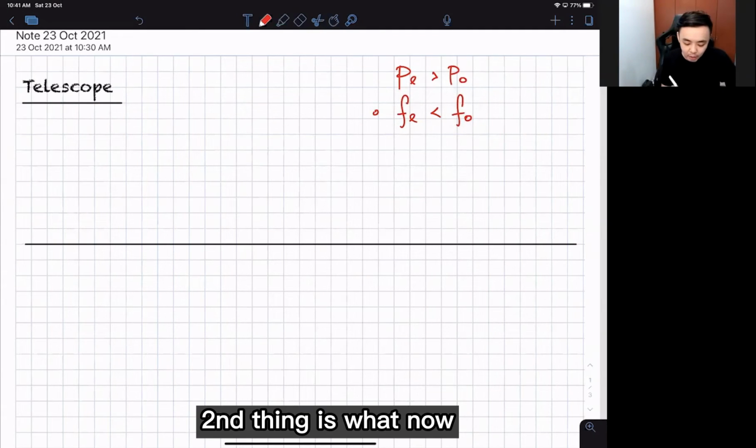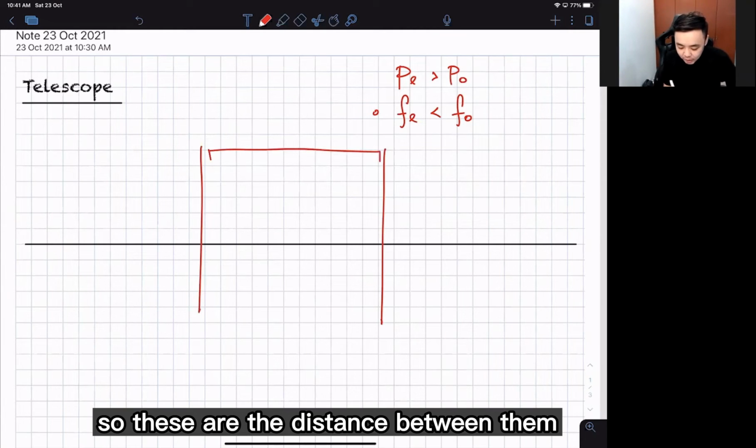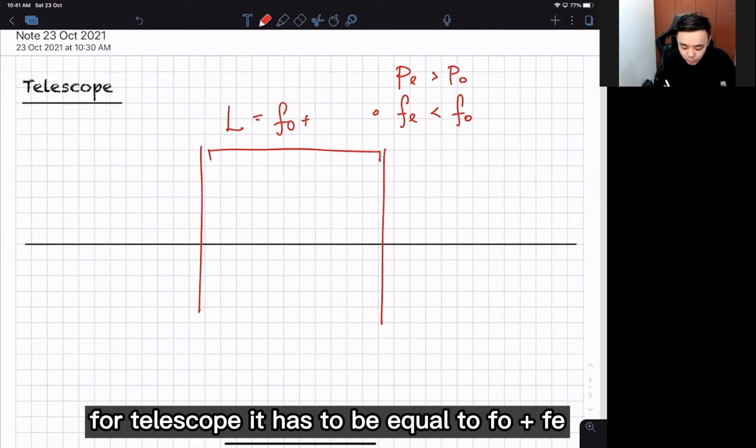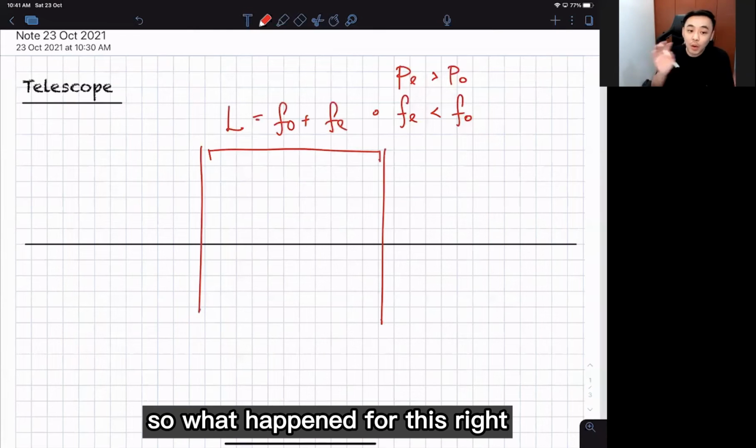The second thing is, now there are 2 lenses, so that means there will be a distance between them. We call this distance L. For a telescope, it has to be equal to FO plus FE. It has to be equal to FO plus FE. So what happens for this?